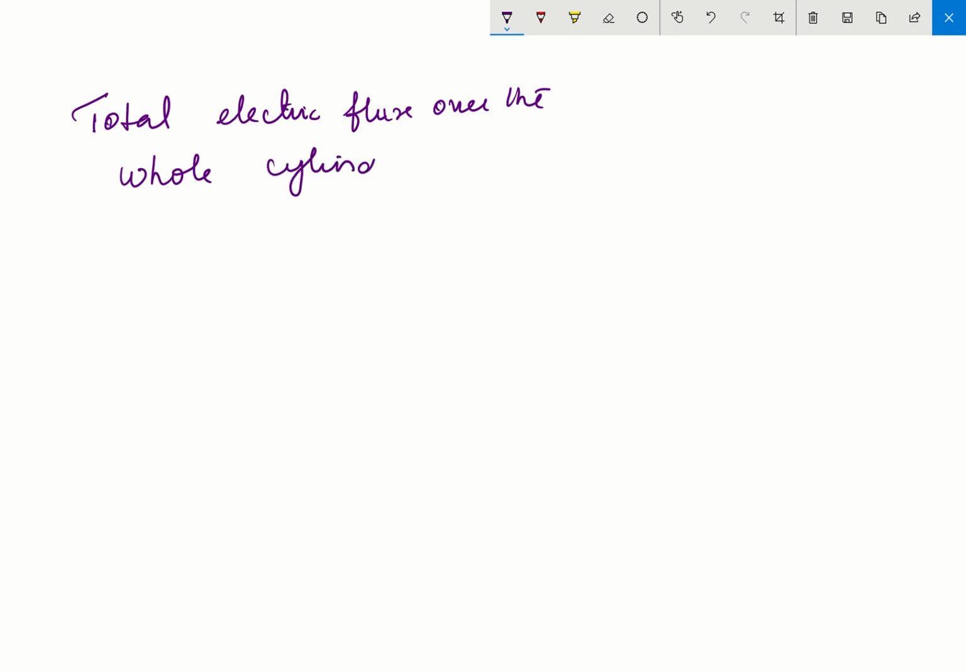Therefore, what is the net? What is the total electric flux over the whole cylinder? That is given by phi, and that is nothing but the contribution only by the curved surface. Already we have seen that it is E into 2 pi rL. We have already seen that, right? E into 2 pi rL.